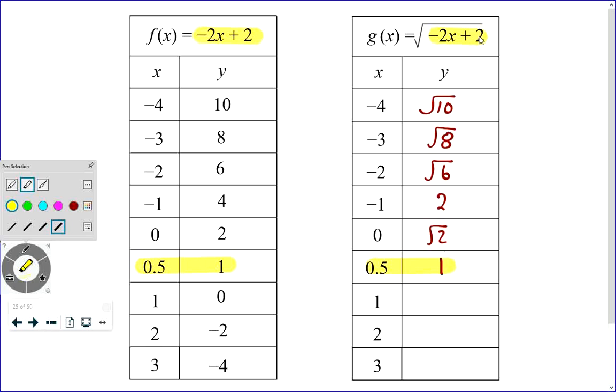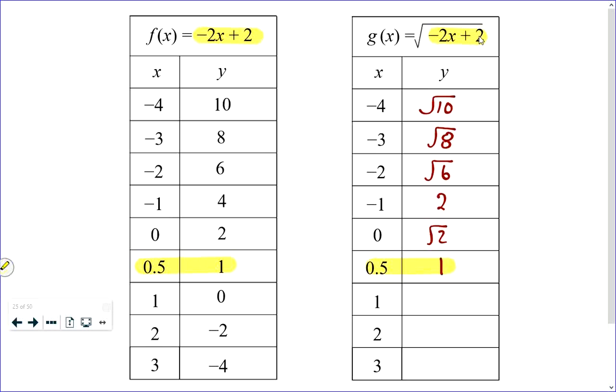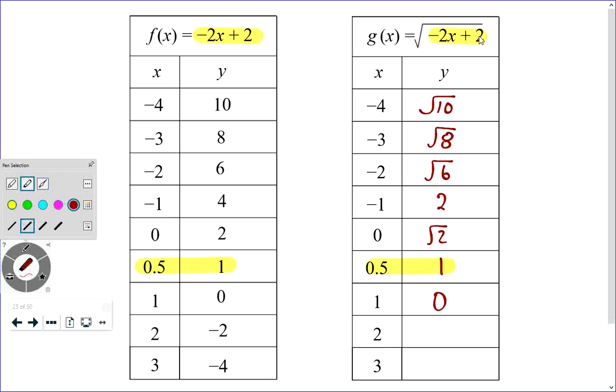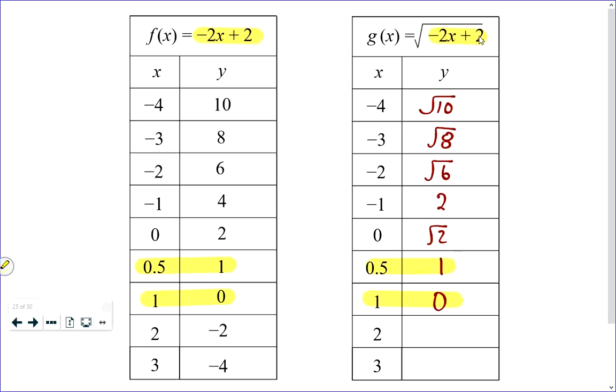An invariant point will exist if the y-coordinate on the original function is 1, because we're taking the square root of y. It turns out, as well, that since at x equals 1, the original function, which is under the square root, has a y-coordinate of 0, the square root of 0 is still 0, so that will be invariant as well. We're learning something very important here. Any place on the original function y has a value of 0 or 1, we will have points that are invariant on the square root of the original function.